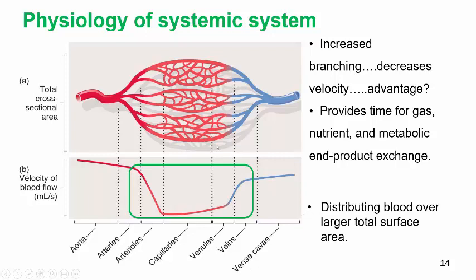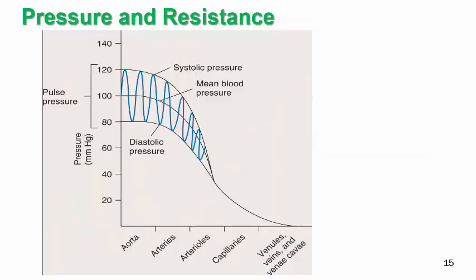And so once again here, the whole point of the branching functions to distribute blood over a larger total surface area, increasing the probability that the tissues will receive the oxygen and nutrients that they need and will eliminate the cells of that tissue of metabolic end products.